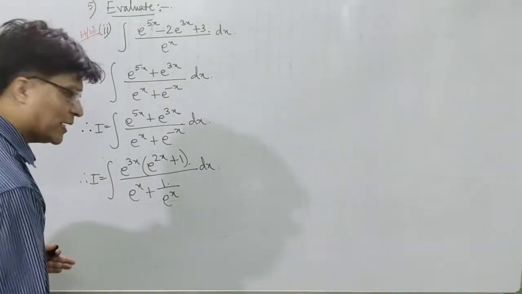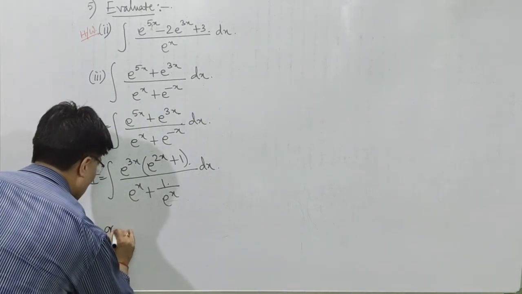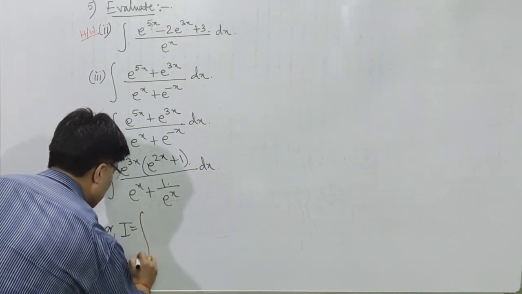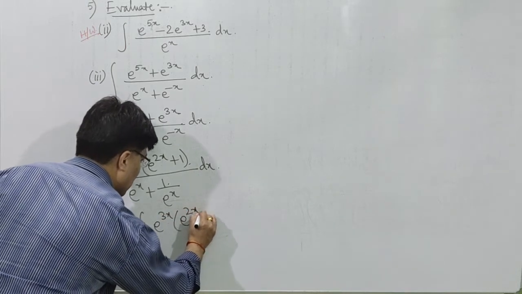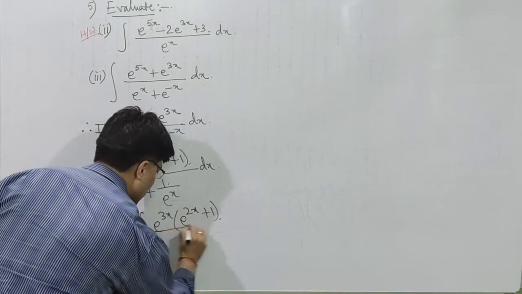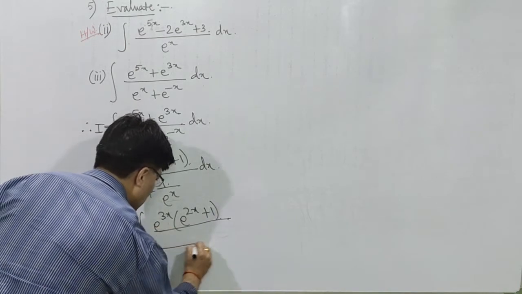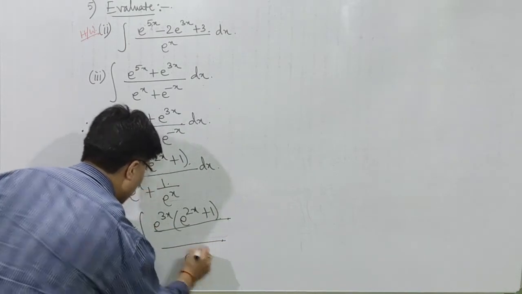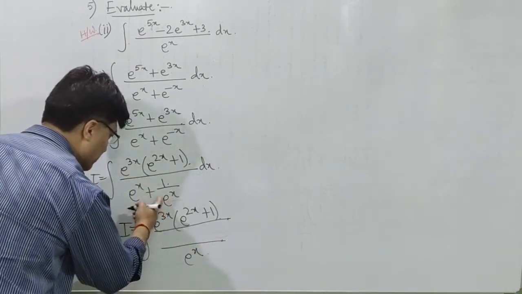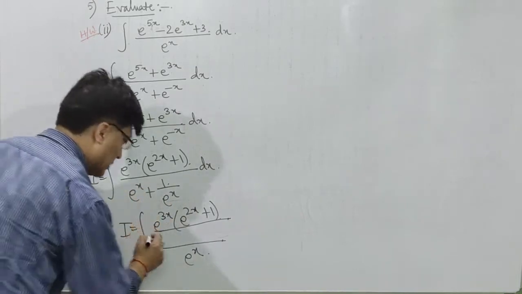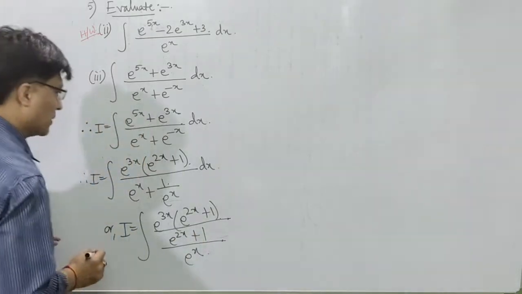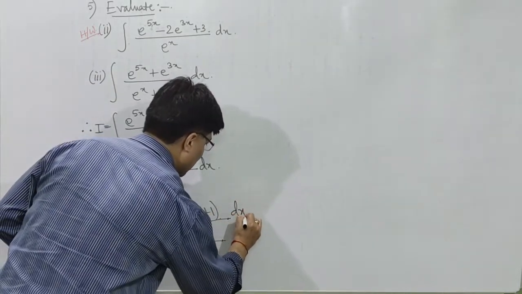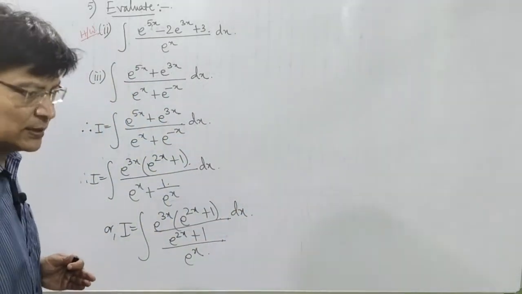In the denominator you can take the LCM, or I is equal to integration of e to the power 3x within bracket e to the power 2x plus 1 divided by, here LCM is e to the power x, right? So e to the power x into e to the power x, that is e to the power 2x, then plus 1. Okay, so now here you can write dx, right?